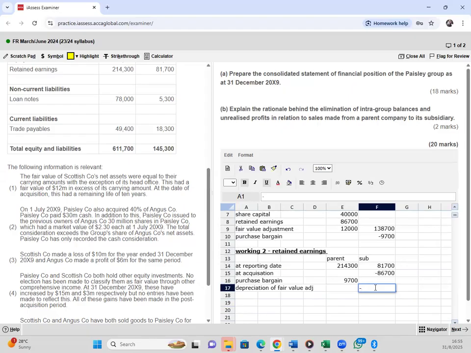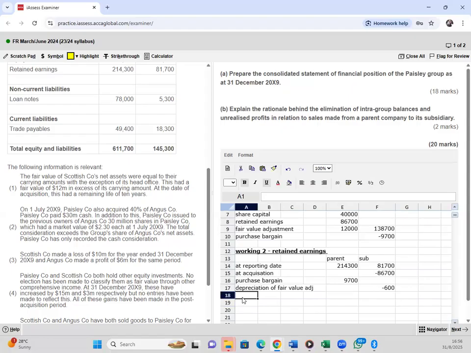So we are going to say this one was said to be 12 million spread over a period of 10 years. So 12 million divided by 10 would be 1.2. But when we made the fair value adjustment, it was halfway through the year. It was in July. So if it was for the whole year, it would be 1.2 million. But since this is half of the year, we are supposed to put half of the amount. So the fair value adjustment will add the value of the asset, but depreciation is also going to increase.